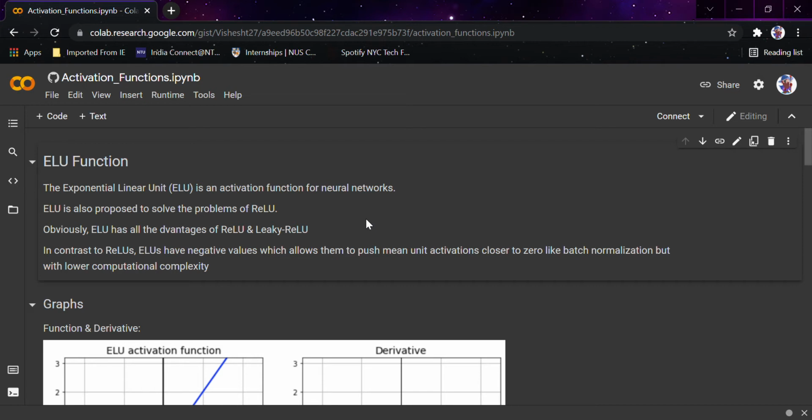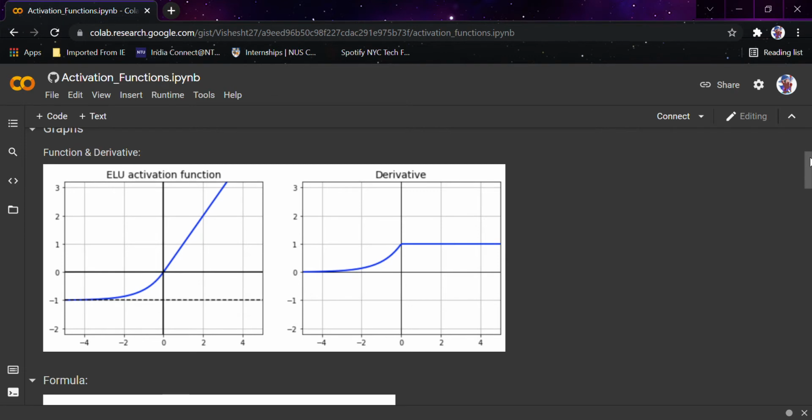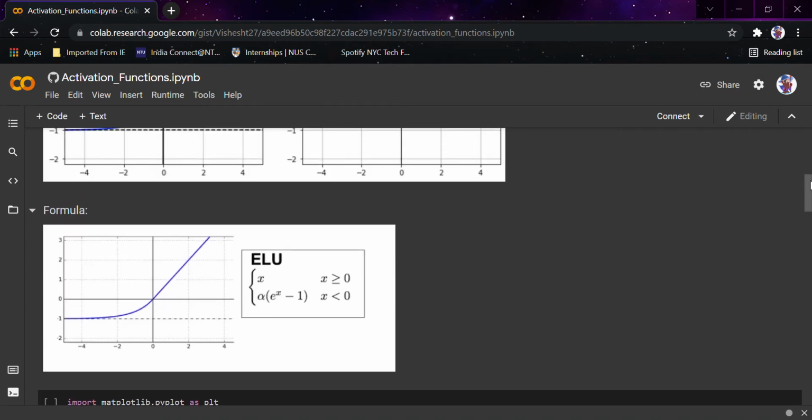Obviously, ELU has all the advantages of ReLU and leaky ReLU. In contrast to ReLU, ELUs have negative values which allow them to push mean unit activation closer to zero, like batch normalization, but with lower computational complexity, which was a problem in both ReLU and leaky ReLU. So you can look at the graph, that the ELU activation function graph is as following, and the derivative is as following. So let's look at the formula of ELU.